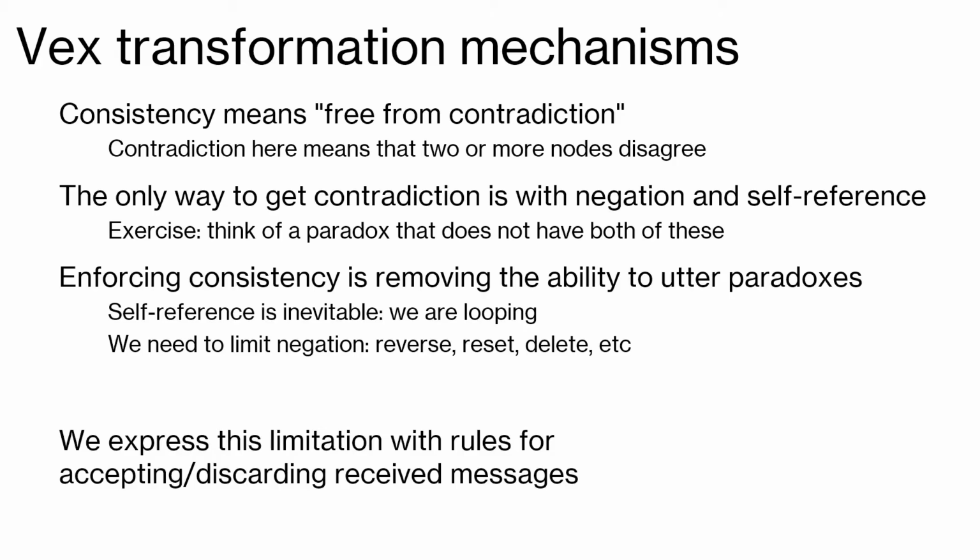So in order to limit negation, we need to limit the kinds of messages that we are willing to receive. In this case, these messages that tell us to go back, to reset, to delete, to complete orders, and so on, that thing has to be limited when we accept it. We can't just accept it at any time.